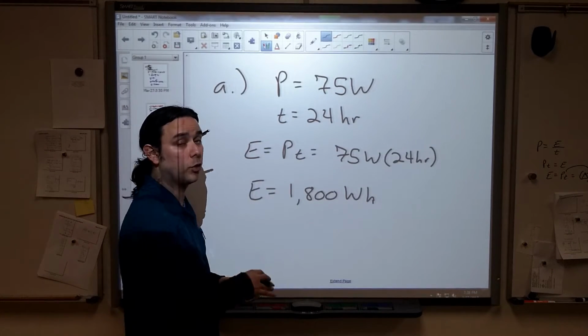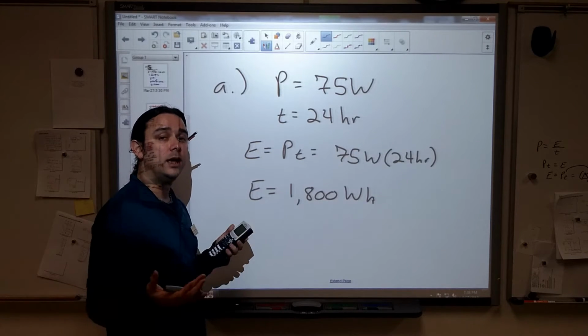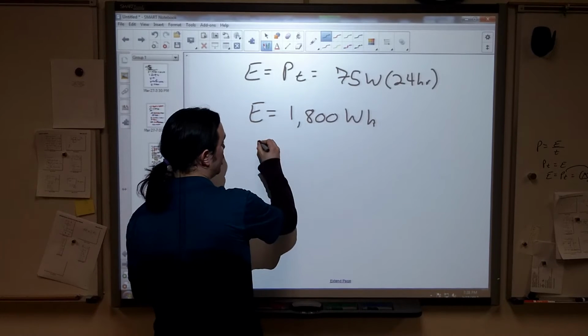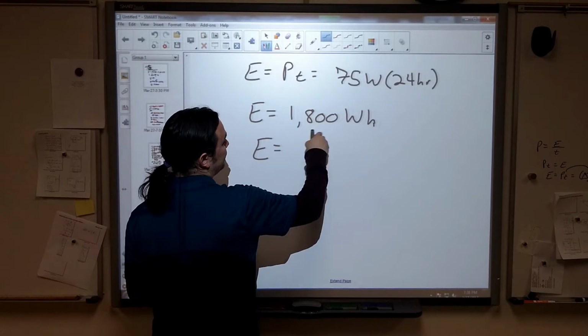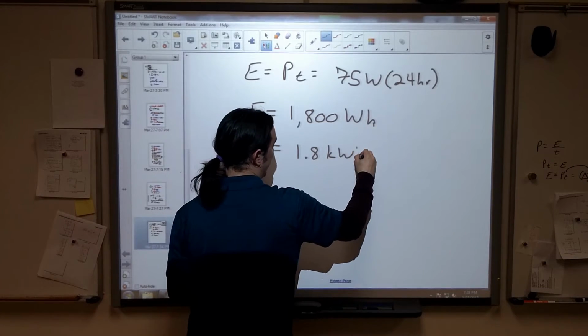Now, we're not charged for watt hours, we're charged for kilowatt hours. And remember, kilo means that we're going to have a factor of 1,000. So our energy here, I can divide this by 1,000 and I get 1.8 kilowatt hours.